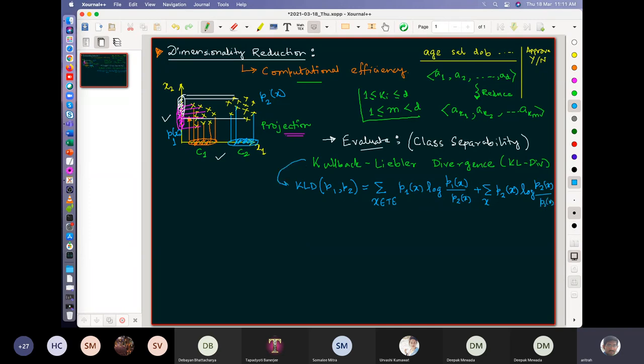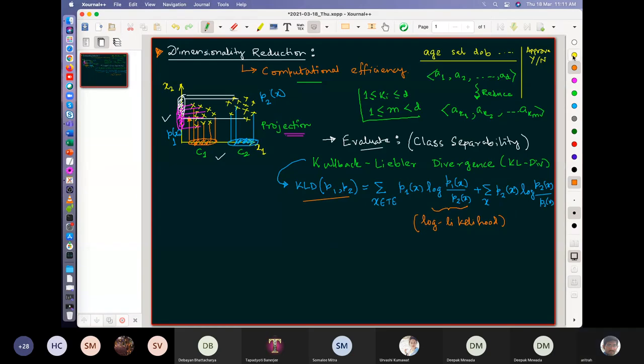This is a seminal work by Kullback and Leibler, that two distributions can be evaluated in terms of separability by this KL divergence, and they call this a log likelihood. P1 by P2 is the likelihood, and this they mention as a log likelihood. So depending on this divergence, they found how divergent these two classes are if I project into any subset of the attributes. So this is how we will evaluate, number one.